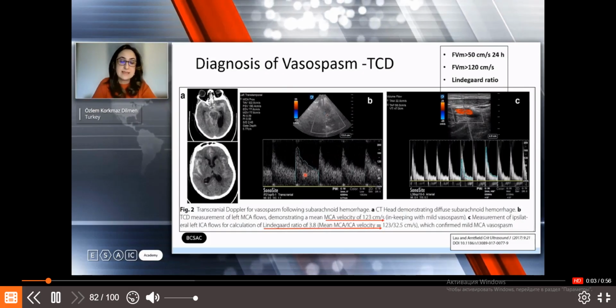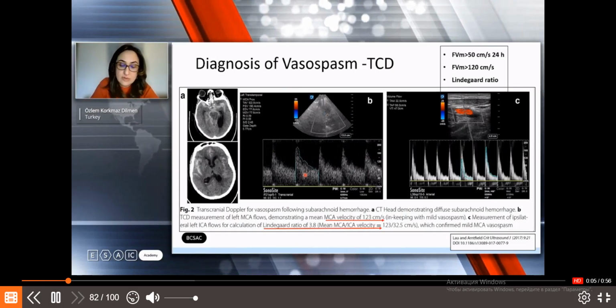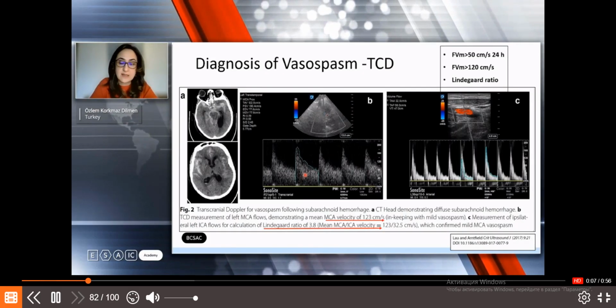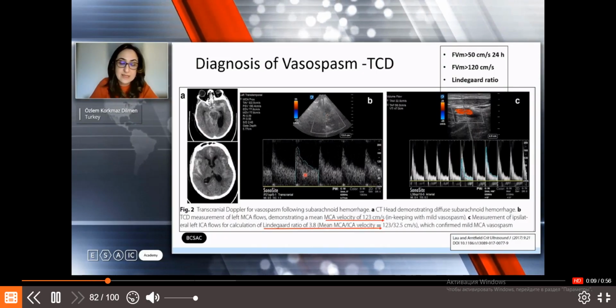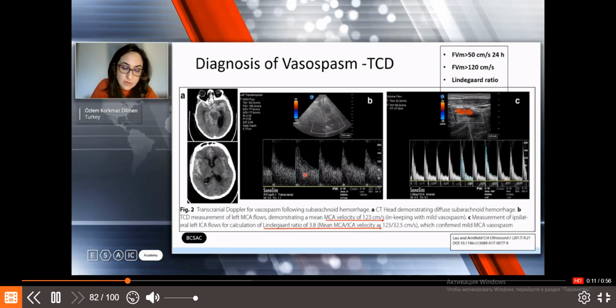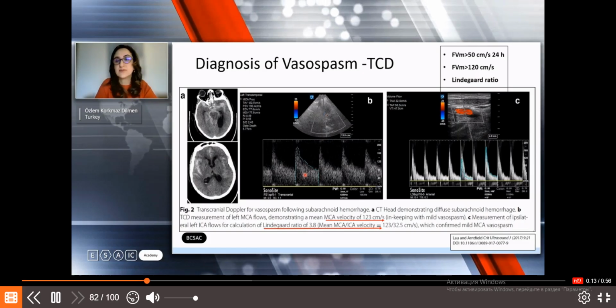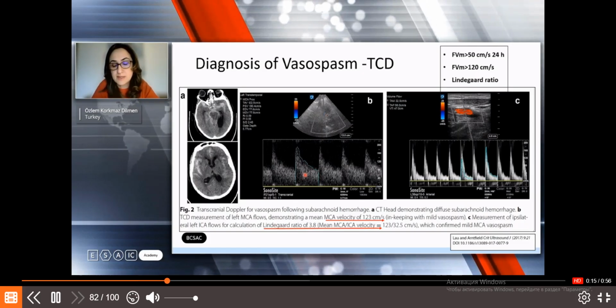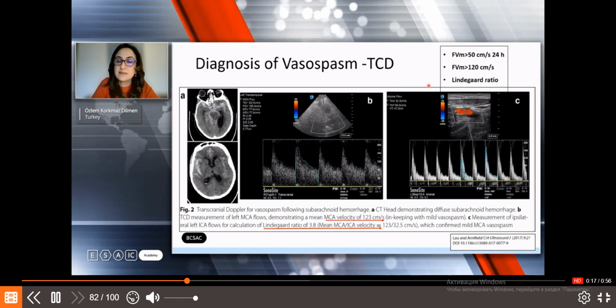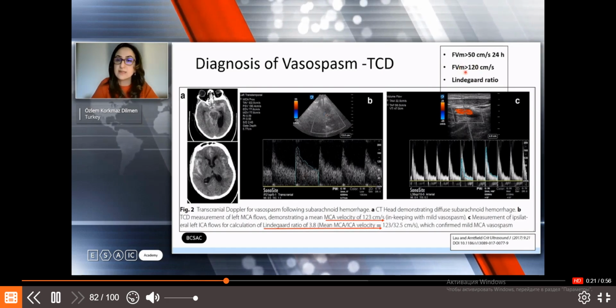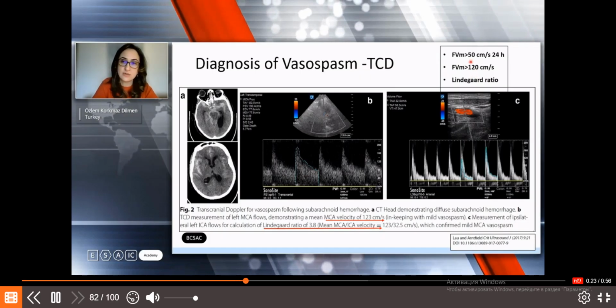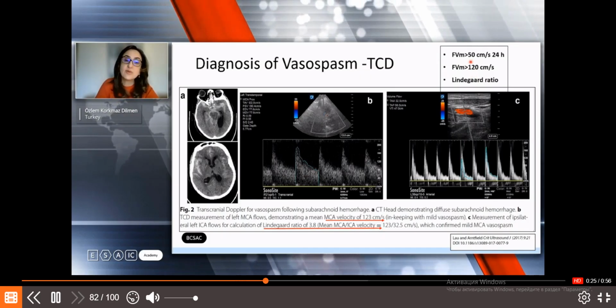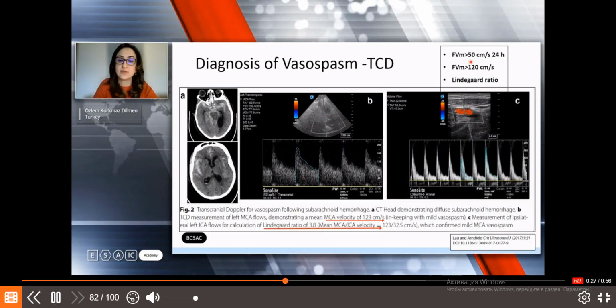Transcranial Doppler is a non-invasive method for the diagnosis of vasospasm. A progressive increase in mean flow velocity is predictive of vasospasm. If the MCA mean velocity is more than 120, this is an indication of vasospasm, and we also use the Lindegaard ratio.